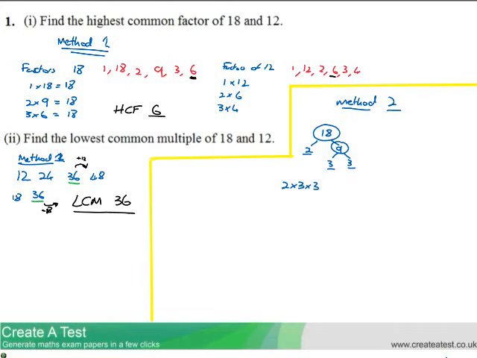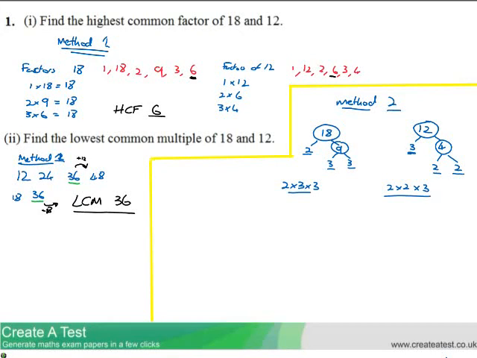And we can do exactly the same for 12. 12 can be built from 3 times 4. 3 is a prime number. 4 can be broken down further. 4 can be built from 2 times 2. So what we've got there is a way to build 12 from prime numbers. We've got 2 times 2 times 3. Well, 2 times 2 is 4, and times 3 is 12. So we've got both numbers in their prime factor form.